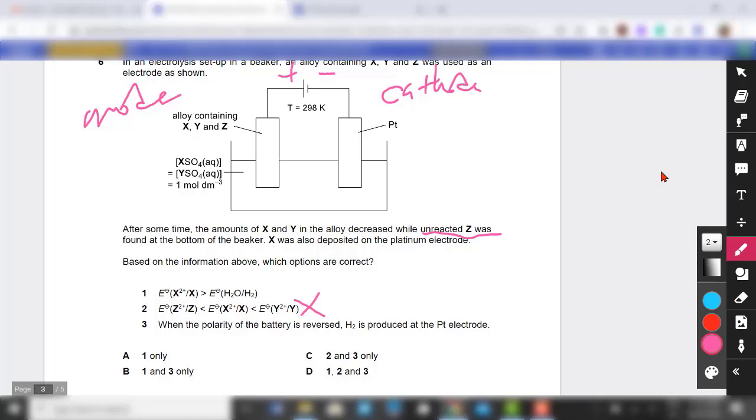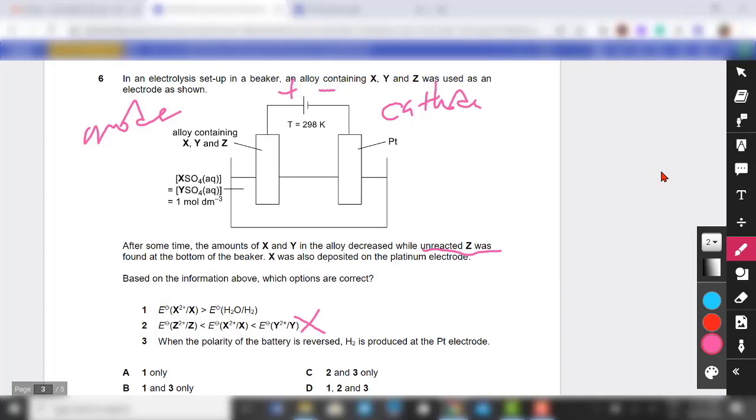Okay, then the next thing is you can either choose to work on option 1 or option 3, but in this case, since I'm already at 2, I just look at 3 because it's just below, and it reads: polarity of the battery is reversed, H2 is produced at the platinum electrode. Okay, so what exactly is happening here is that the platinum electrode is the cathode, so reduction takes place. Reduction of what? Reduction of water. So in that sense, if I reverse the battery, you would expect the platinum to become the anode. So what is being oxidized in this case? You can't expect platinum to be oxidized because you expect the reduction potential to be of a very high value. So in that case, the next best possibility will be the oxidation of water to oxygen. So because of that, definitely H2 is not produced.